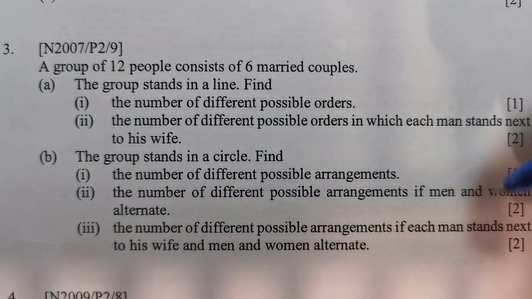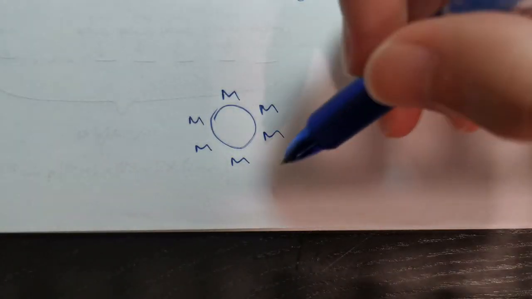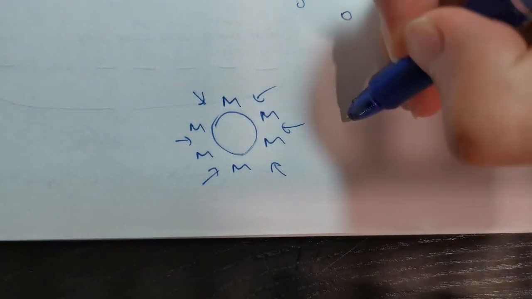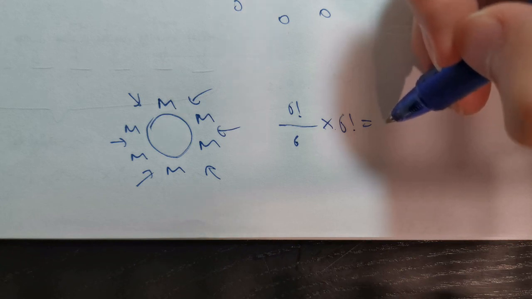So for part 2, men and women alternate. Basically the way to solve this is you place the men first, then afterwards you slot in the women in between the gaps. So there are 6 factorial over 6 ways to place the men, then 6 factorial ways to place the women. So you get whatever answer.